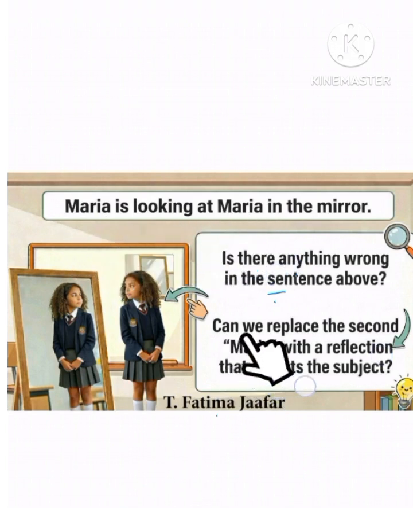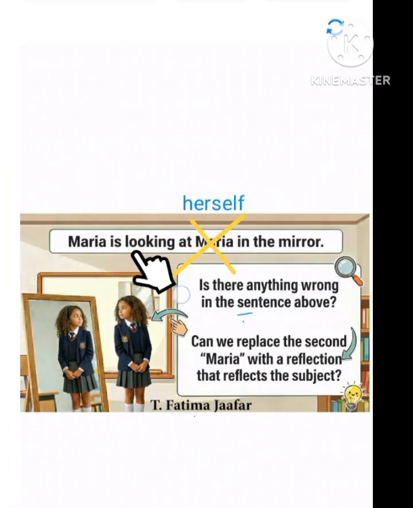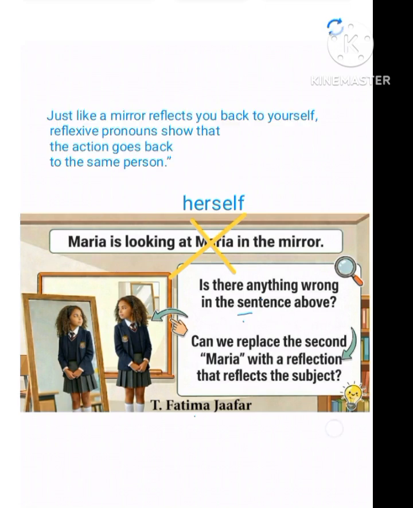So can we replace the second Maria, this one, with a reflection that reflects the subject? Let's see. Instead of saying Maria is looking at Maria in the mirror, we could say Maria is looking at herself in the mirror. So herself is a reflexive pronoun that reflects the subject. Just like a mirror reflects you back to yourself, reflexive pronouns show that the action goes back to the same person.